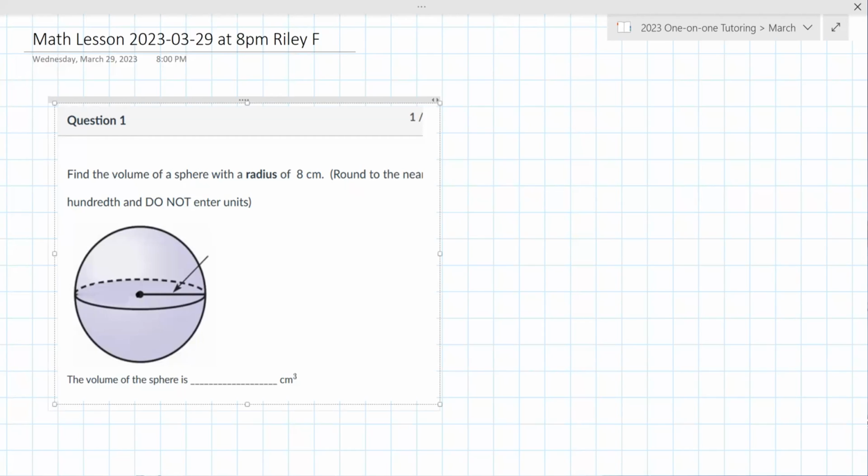All right, so we got question 1 here. It says find the volume of the sphere, round to the nearest hundredth. Do not enter units here.